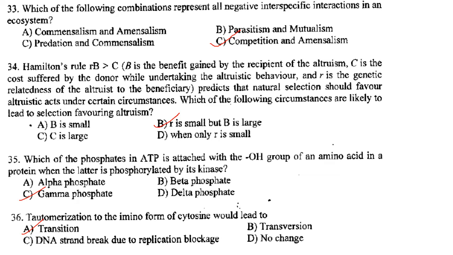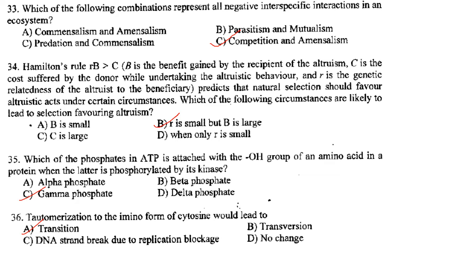Now before that, amensalism is the association between organisms of two different species in which one is inhibited or destroyed and the other is unaffected. Whereas commensalism is the association between two organisms where one is benefited and the other is neither harmed nor destroyed. So which are all negative is competition and amensalism, that is option C.